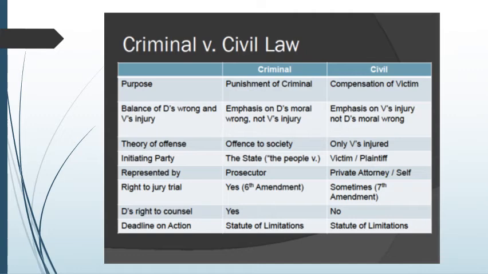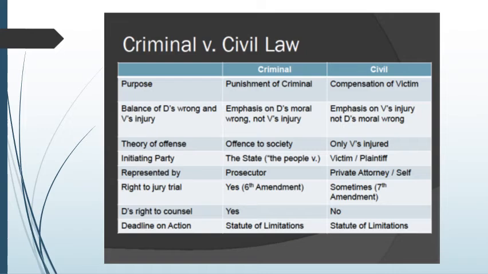The theory of the offense in criminal law is that the crime is an offense to society. In civil law, they only care about the victim's injury. The initiating party in criminal law is always the state. The people versus. And in civil law, it's always the victim who is the plaintiff. Representation in criminal law is the prosecutor. Representation in civil law is a private attorney or self, which is called a pro se litigant.